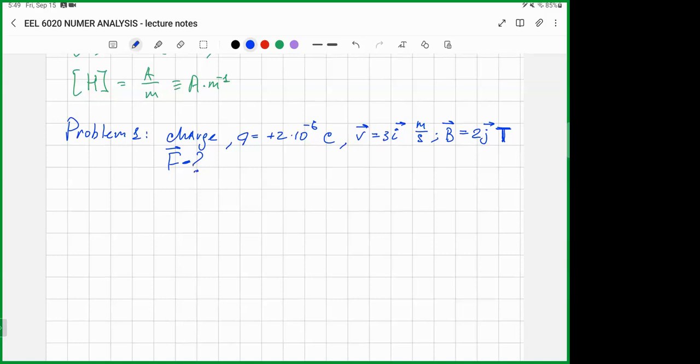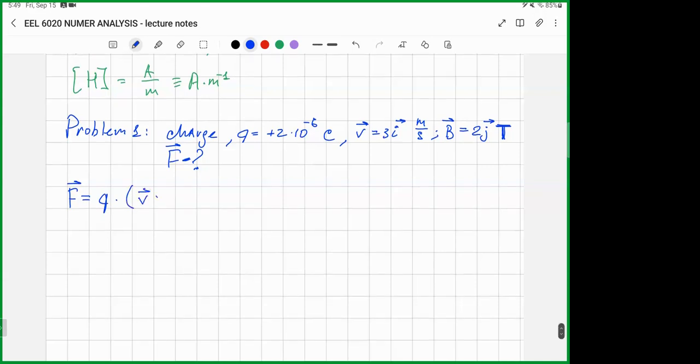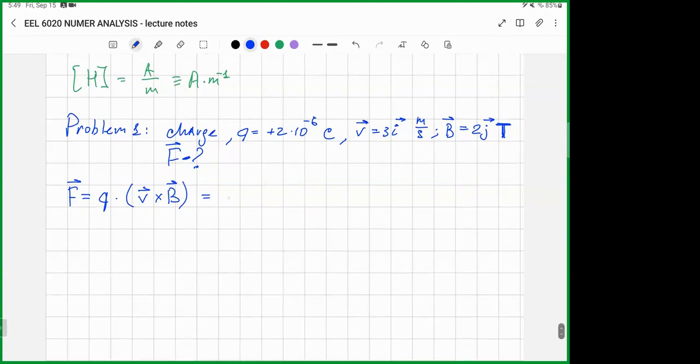So what is the force? In this case, we have no electric field, so including the electric field is rather trivial. Let's consider the magnetic field. For the magnetic field, we have this Lorentz formula, which is q times v cross B. And we can simply substitute the corresponding values for v and B. So for v, we get 3i vector times B, which is 2j vector.